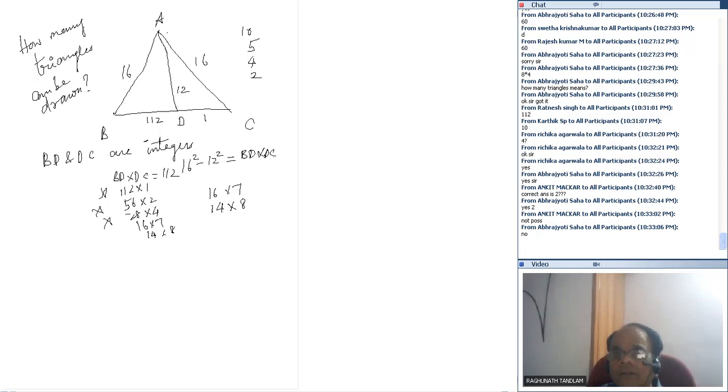Now, Roshan Pandey, there's a point here. It can be a disputed one. I call this as 16, 7.